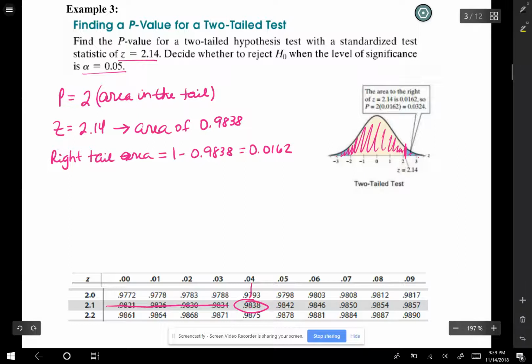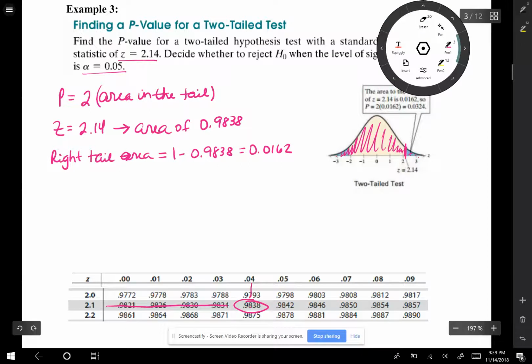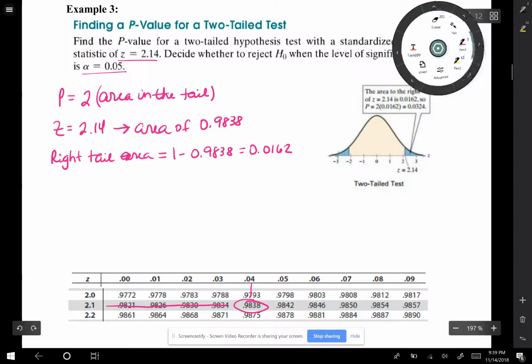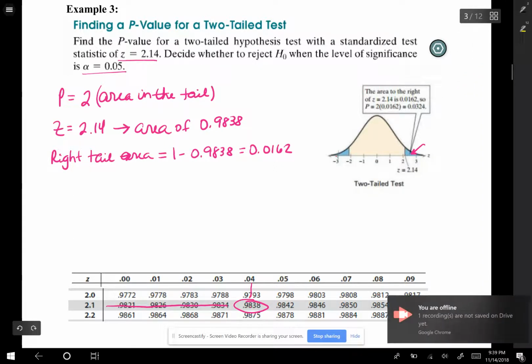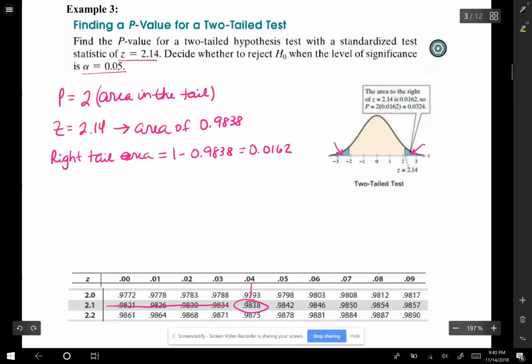And then since we're doing a two-tailed test, that means that this area over here is 0.0162, and then this area over here is 0.0162. So because of that, our probability is going to be 2 times the 0.0162, and that would be 0.0324. And then we're going to compare that to the level of significance.